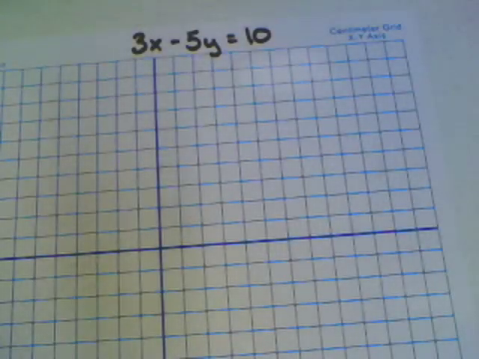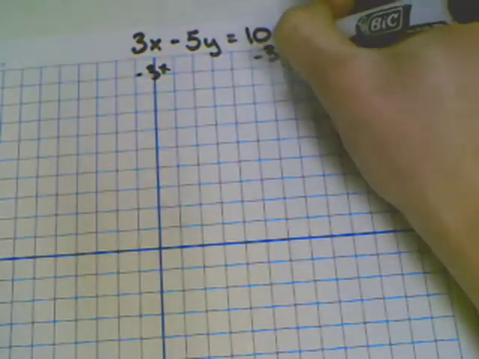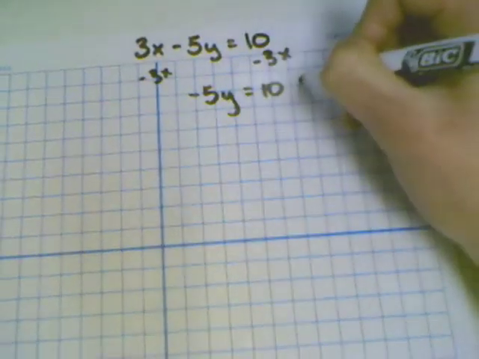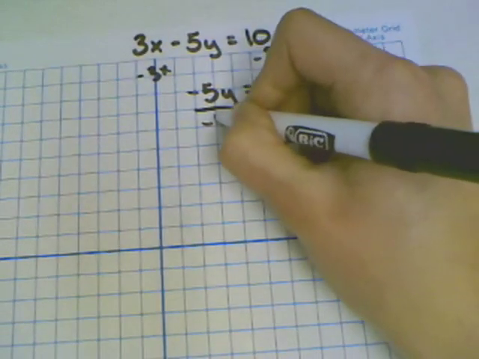I want to graph 3x minus 5y equals 10 using slope and y-intercept. The problem with this one is that it's not written in slope-intercept form. I must rearrange it. So in order to do that, I need to solve the equation for y. So I'm going to start by subtracting 3x, and then dividing everything through by negative 5.